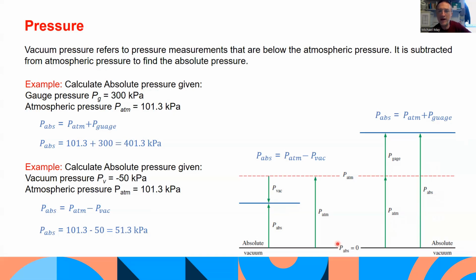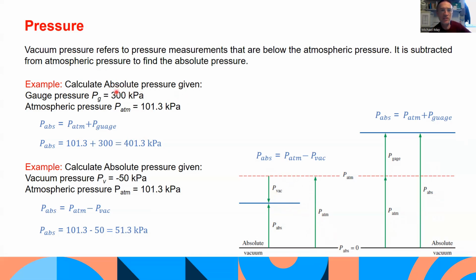When we're dealing with vacuum, we have atmospheric pressure, and anything we pull below that is what we call a vacuum. So in vacuum terms, absolute pressure is atmospheric pressure minus the vacuum pressure that we read on the vacuum gauge. A couple of examples here.